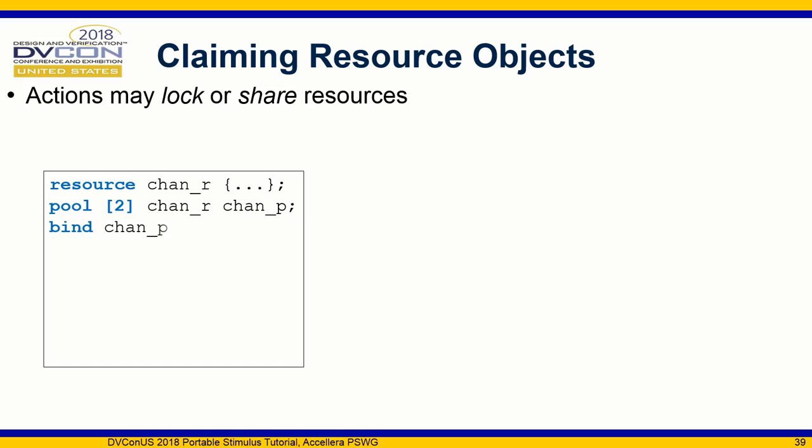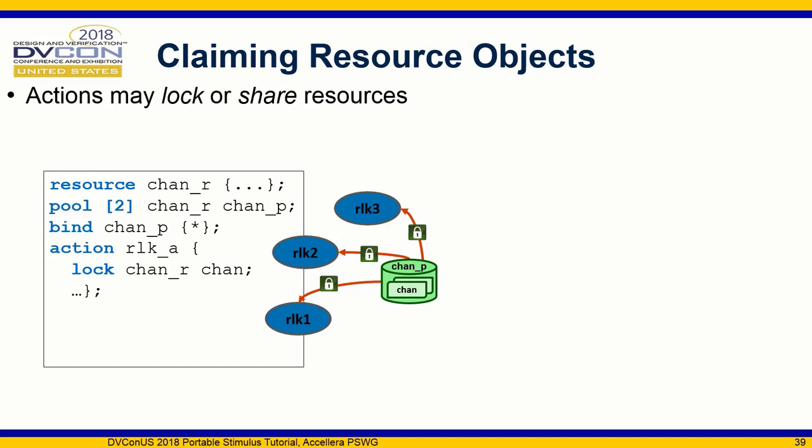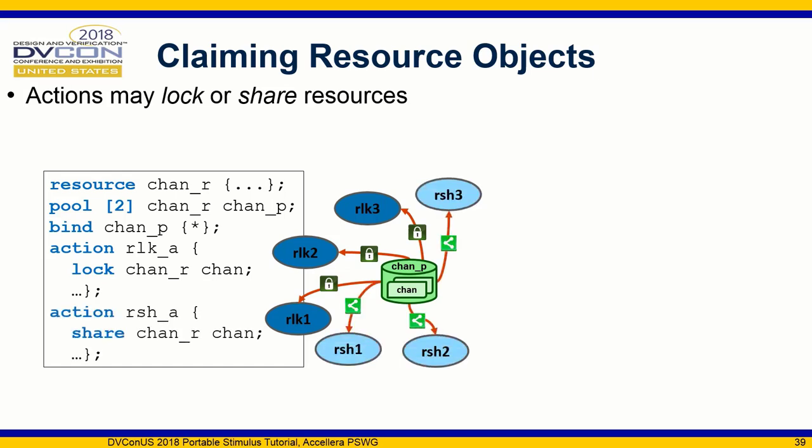Well, I'm going to define a resource here. So I have a resource that's called channel, whatever that means. And I have a pool that has 2 of these things in it. And I'm going to bind that channel pool to anybody that cares. Right? That's what the asterisk means. Now, I have a locking action that's going to lock that channel. And I have a share action that's going to share that channel. Okay, so what does that mean?